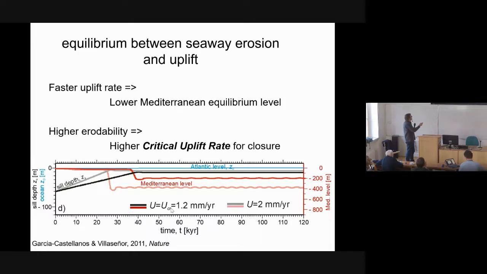Okay, so eventually evaporation will produce a drawdown of the Mediterranean level, and this drawdown will increase the erosion capacity of this inflowing water. So eventually the two things, the prescribed uplift of the sill and the sea level of the Mediterranean, will find an equilibrium with one another, and that is what we propose might be keeping this inflow of water open, allowing salt to come in and accumulate in the Mediterranean for some period of time before the full closure takes place.